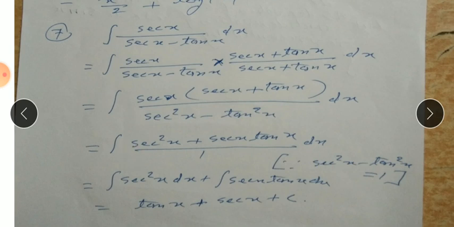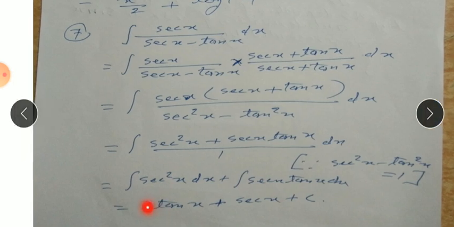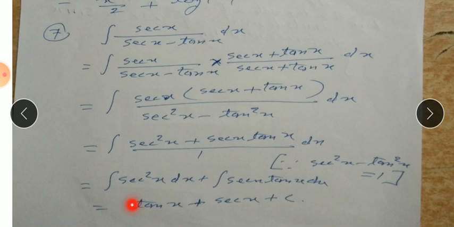Now see, this is equal to integration, multiplying the numerator: sec x into sec x is sec square x, plus sec x into tan x is sec x tan x. The denominator is 1 here. Now separating the terms, integration of sec square x plus, second term, integration of sec x tan x. We know the formula: integration of sec square x is tan x, plus integration of sec x tan x is sec x, plus c, known as the constant of integration.